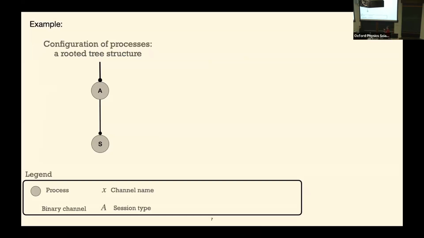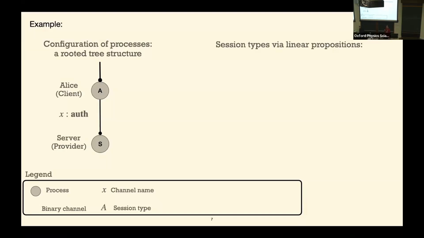This time we want to look at it with linear logic in mind. So we have a configuration. Alice is connected with a channel to an external environment, and Alice and the server are connected with a private communication channel. Each communication channel in this setting has a client, which is the parent, and a provider, which is the child. To each channel, we also assign a name and a protocol. Now the idea is that we want to rewrite this protocol using linear propositions.